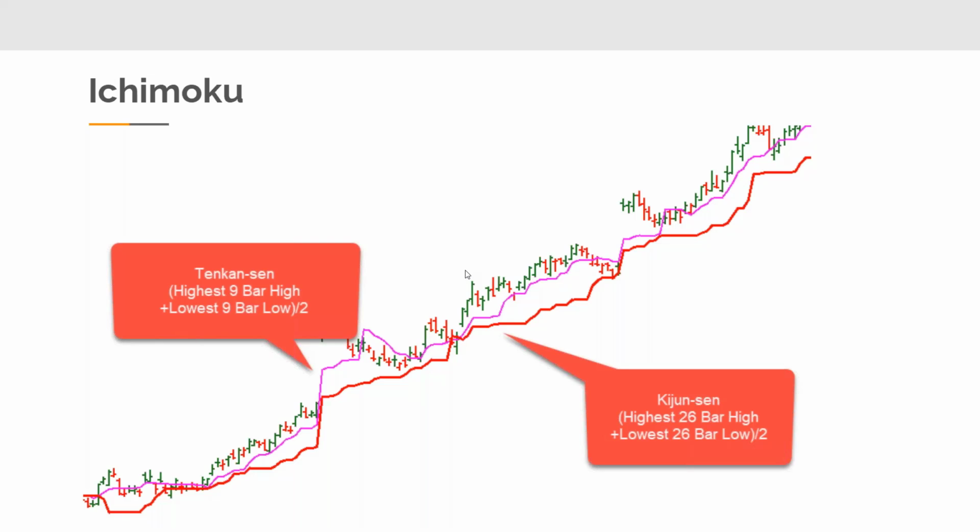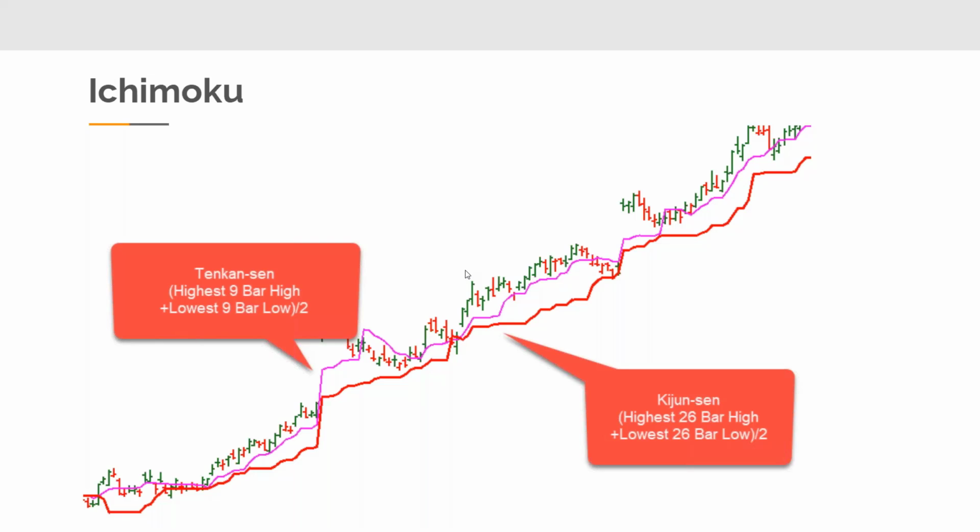But one of the things that struck me on that Wikipedia page is that it said it's a moving average based system, and that's just not true. It's not using moving averages at all in terms of its calculations. Instead, it's using more of a midpoint calculation.